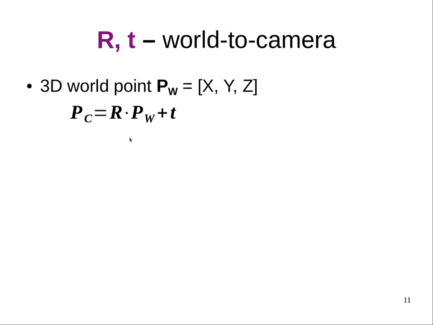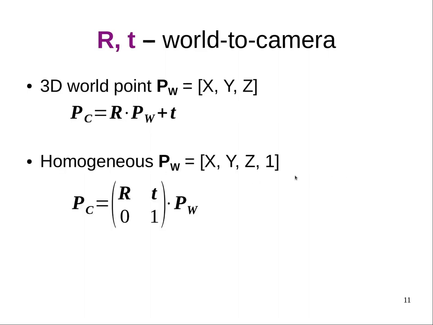However, this is slightly cumbersome, because you always have to remember whether you first add the translation vector or first do the rotation. It's pretty clear, because dot has a higher precedence than plus, but nevertheless, there's a slightly simpler or more straightforward representation of the transform, namely homogeneous coordinates.